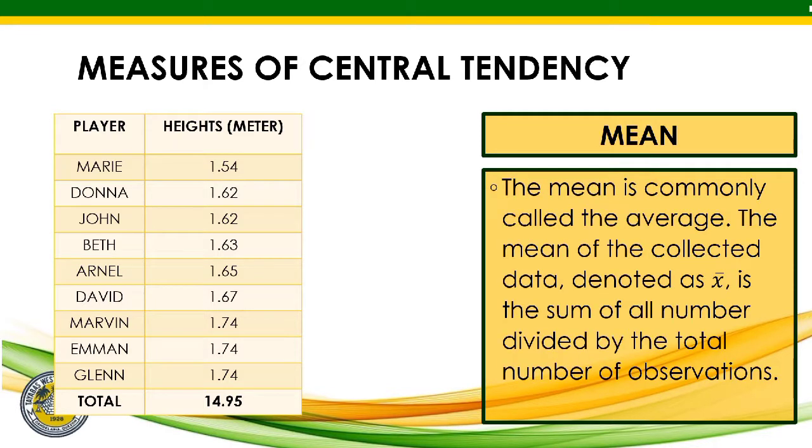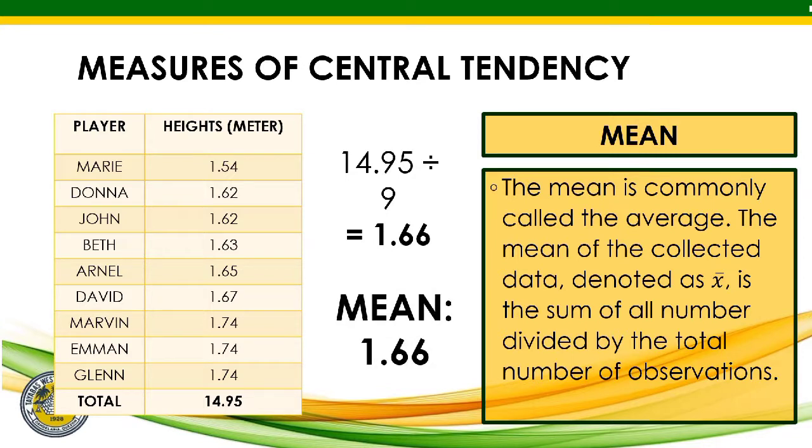Mean is commonly called the average. Take note of that. Mean is the average. The mean of the collected data, denoted by this symbol, is the sum of all the numbers divided by the total number of observations. So, for example, in this given table, we are going to add all the given heights, wherein the total is 14.95, and then divide this by the total number of observations, which is 9. If you divide 14.95 by 9, we have 1.66. Therefore, the mean of this given data is 1.66.